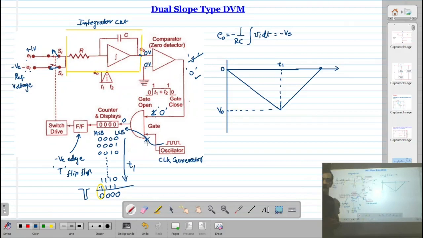But meanwhile, remember, what was happening? Here when the counter was reset and it is connected to this switch, then this voltage goes on increasing. So the counter also goes on increasing like this: 0 0 0, 0 0 1, 0 1 0, 0 1 1, 1 0 0. Here it goes on increasing.